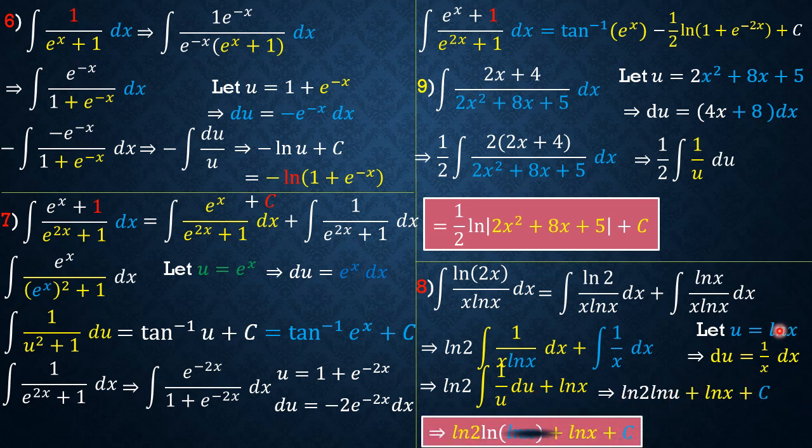But friends, what is our u? Natural log of x. We are therefore going to have the natural log of 2 times the natural log of x plus natural log of x plus c. Great. That's the answer, guys. Hope you found it useful.